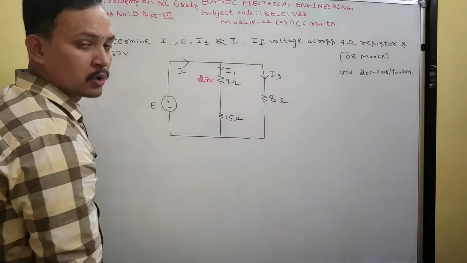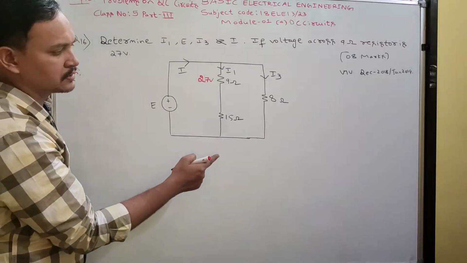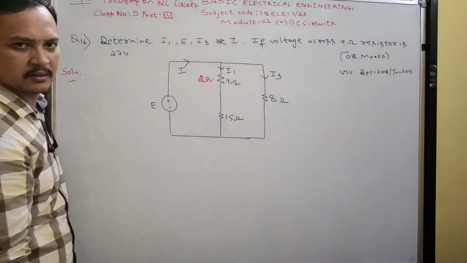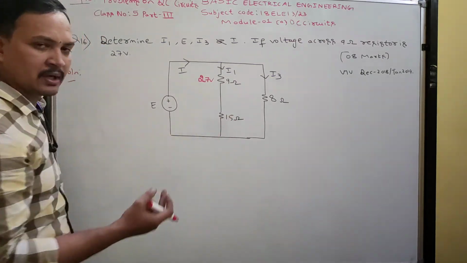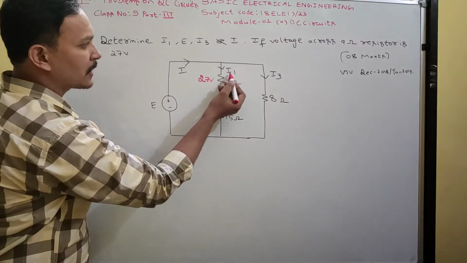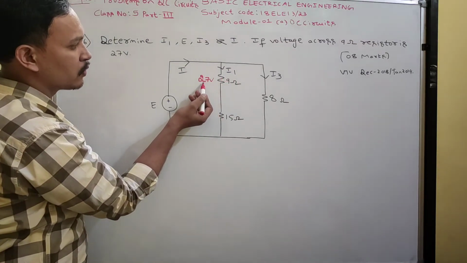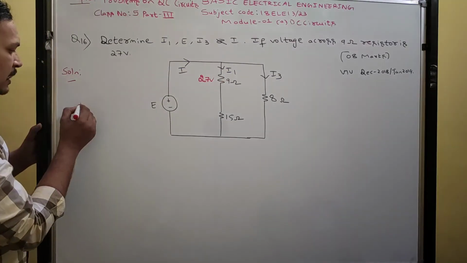Okay, 27 volts. See how these two resistors are connected in series. 15 plus 9, how much will you get? 24 ohms. But in series, what did we learn as the concept? The same current flows. Okay. How to calculate I1? They have given the voltage across that resistor and the resistance value, so I can easily calculate the current I1.